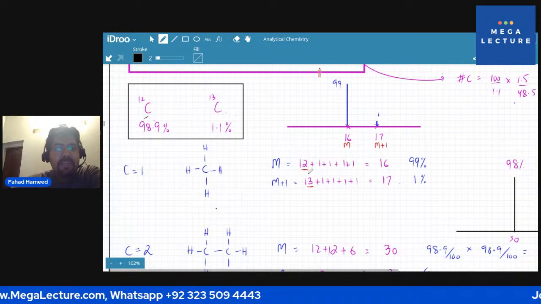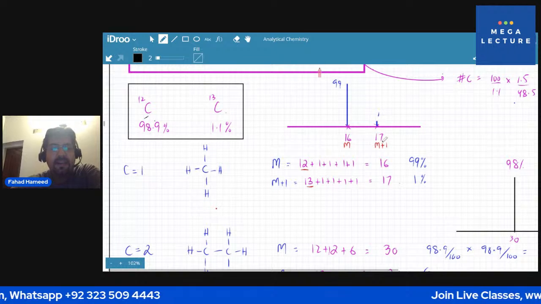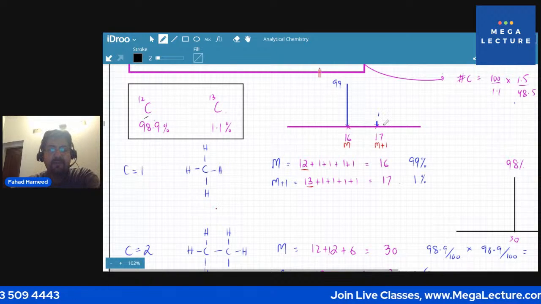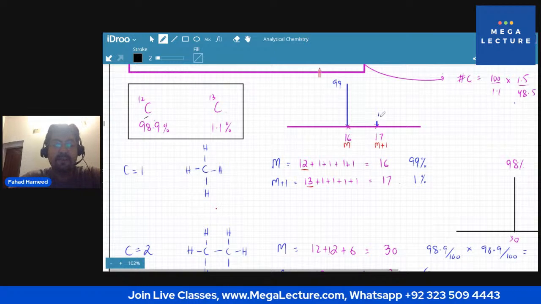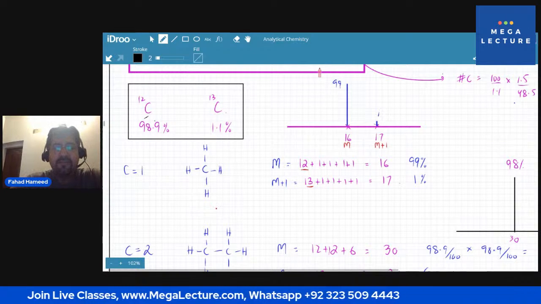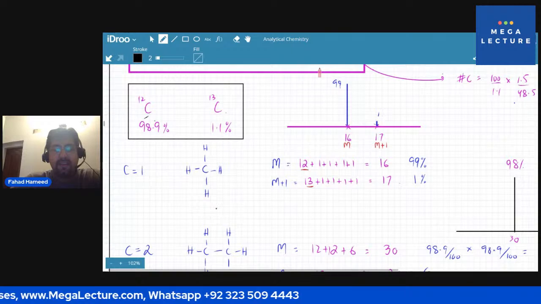So you'll have an M peak and you'll have an M plus 1 peak. And the relative heights would be 99 ratio 1. For every 99 particles of M detected, there would be just one particle of M plus 1 detected, because it just has a probability of 1%.